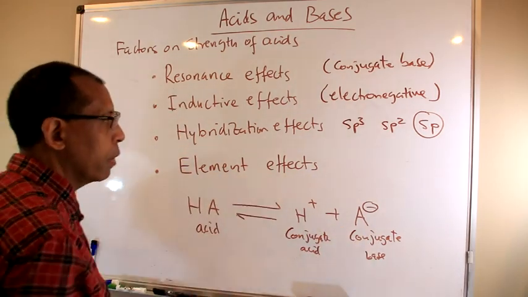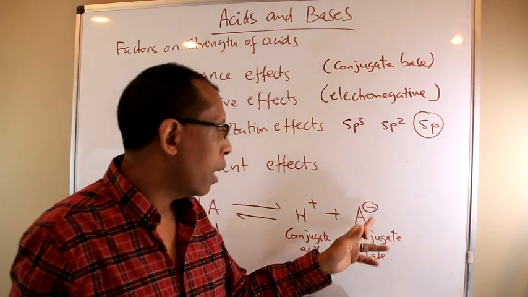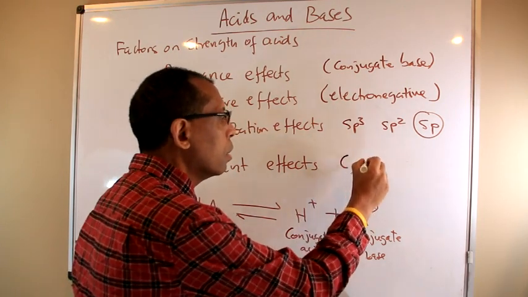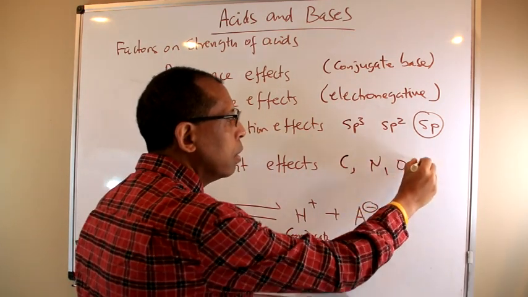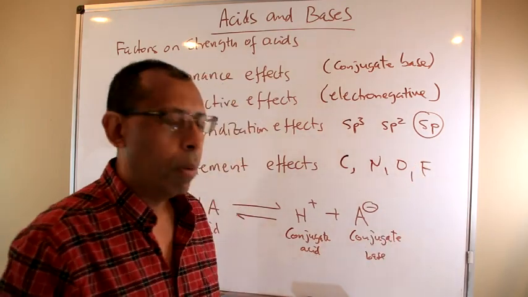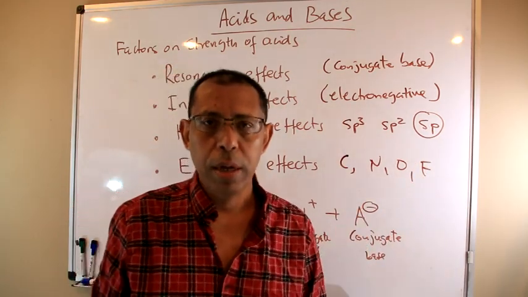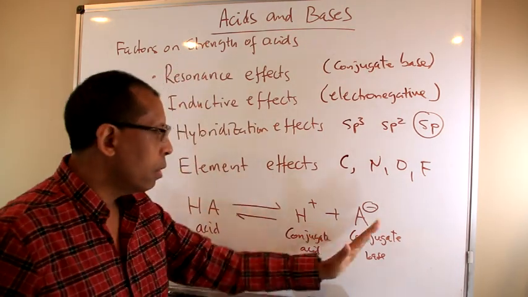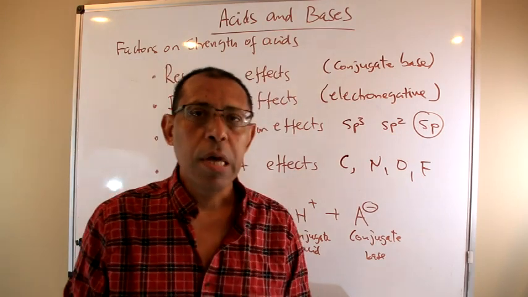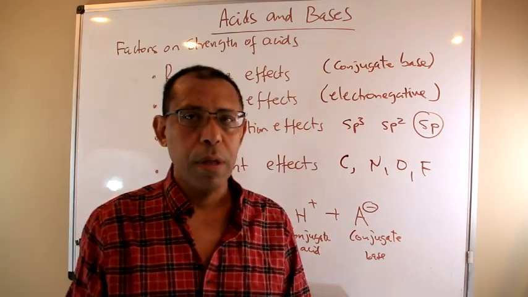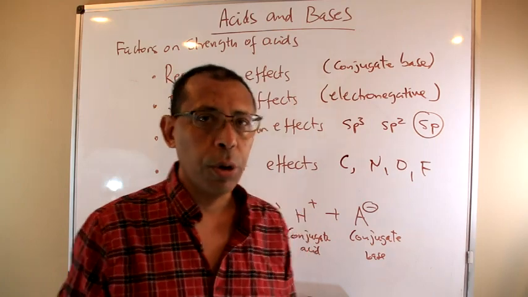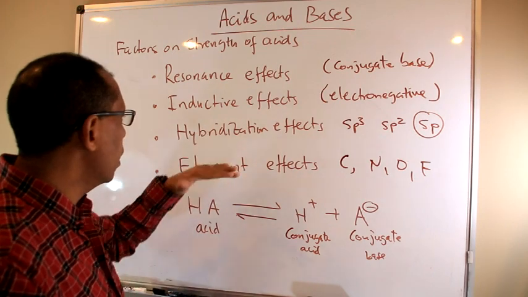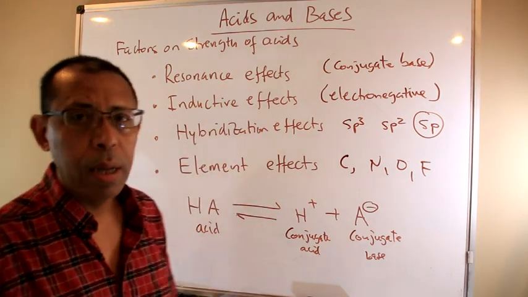The other one is element effects. Element effects means: where is that negative charge? Is it on carbon? Is it on nitrogen? Is it on oxygen? Is it on fluorine? Etc. So the more it is on the most electronegative atom, that means it is more stabilized. Therefore, the dissociation is much more favored. So I will discuss each one of them with examples that really show you the particular effects: the resonance effects, inductive effects, hybridization effects, and element effects.